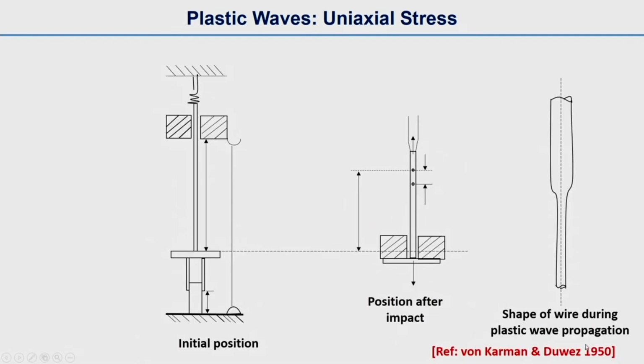So we will talk about the experiment, the problem that von Karman and Dewey used in 1950. This is from the reference von Karman and Dewey, 1950, if you can see the lower bottom corner. This is probably the simplest problem of plastic wave propagation.